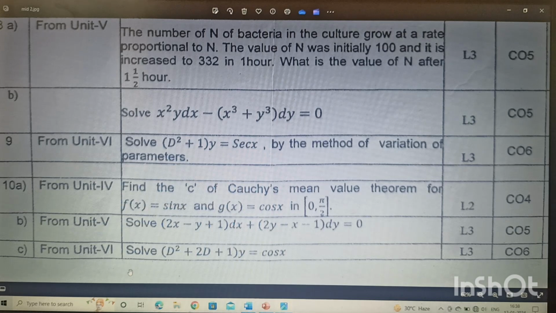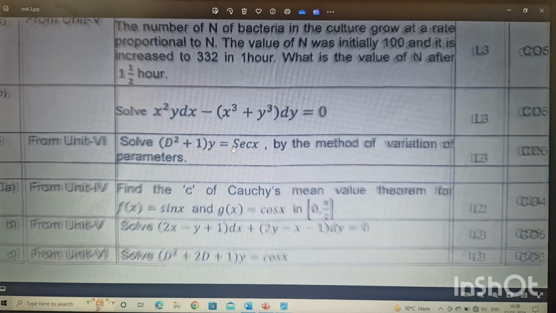And question 6: solve (D square plus 2D plus 1) y is equal to cos x. Okay, this is also one of the questions from unit 6. This is of the cos bx form, so in D square place we use minus 1 square, replacing b is equal to 1 here. So this is the last year mid 2 question paper. Everyone, do practice all these questions, as maybe the same questions will come in the next mid exam too. Do practice all questions, don't forget.